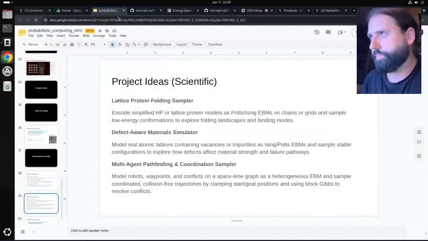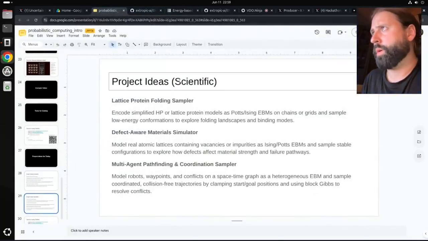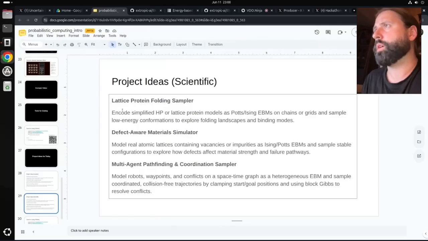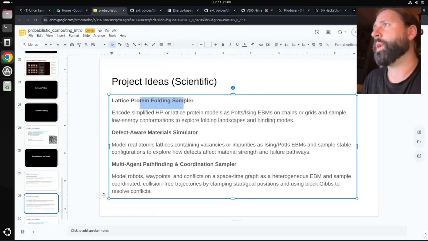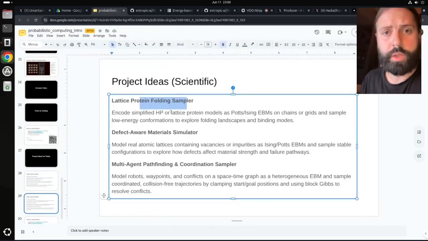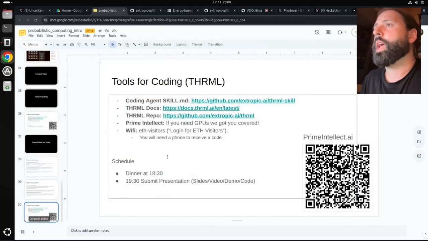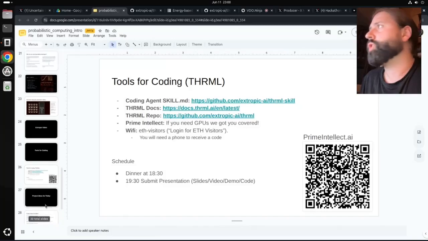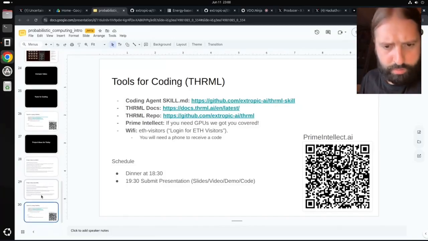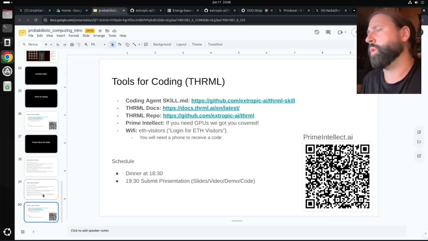We also talked about some scientific ideas, like protein folding. One team actually did protein folding as part of the project, in 2 dimensions. Material simulation, multi-agent pathfinding. Another team did multi-agent pathfinding as well. Very cool results. And that's it, really. This was the introduction. It took me I think 38, 40 minutes to do that, and then the teams went off to code.